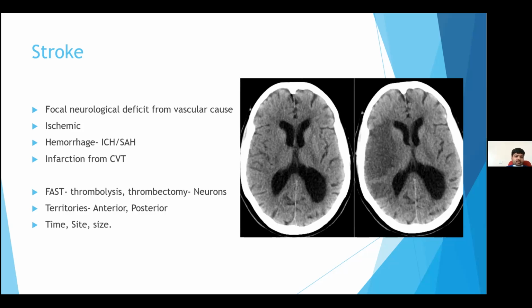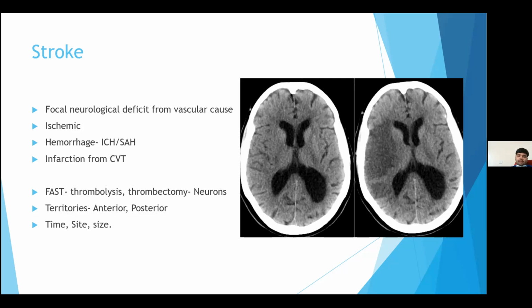FAST is an acronym given for public knowledge, so that people reach tertiary care centers fast, so that effective interventions such as thrombolysis and thrombectomy can be done. So you're talking about face, arm, speech, and time. So the facial deviation, arm weakness, the speech slurring, and the time.